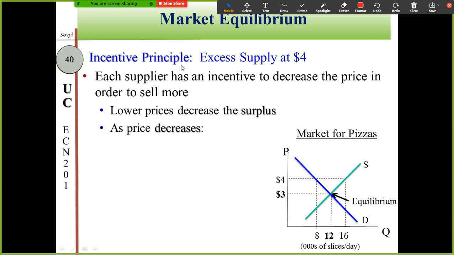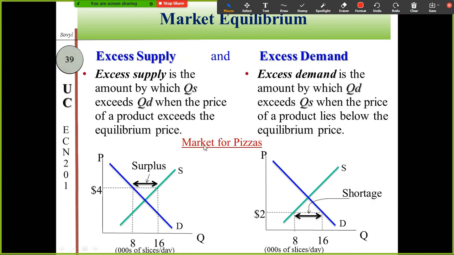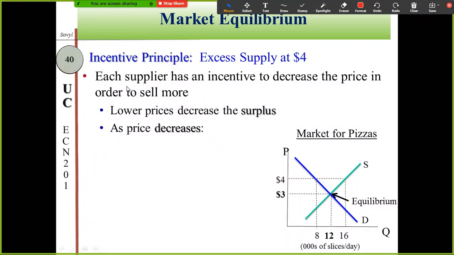Incentive principle. Based on the incentive principle, look at excess supply. Each supplier has an incentive to decrease the price in order to sell more. Because they still have product in their shop, no one comes to buy. That's why, in order to encourage buyers to come and buy, suppliers must accept a lower price. Each supplier has an incentive to decrease the price in order to attract more buyers. When more buyers come in, they can sell more.